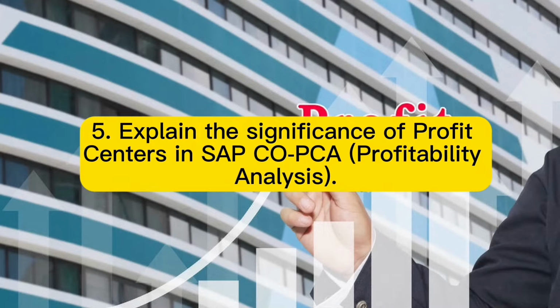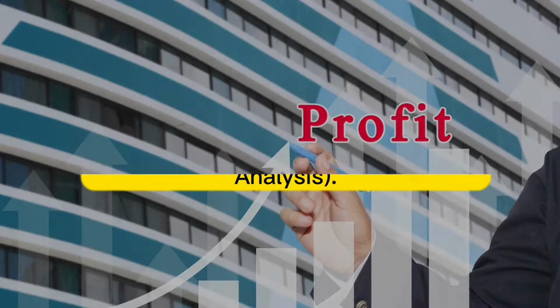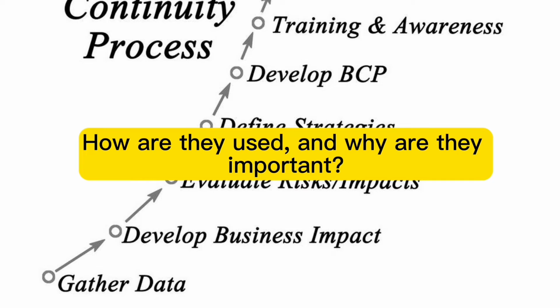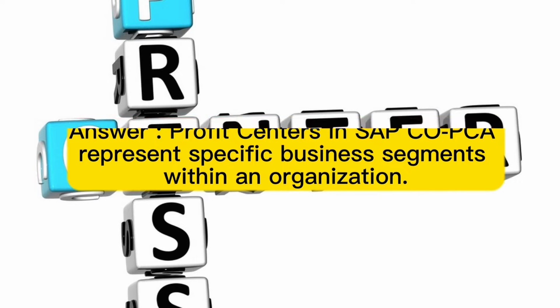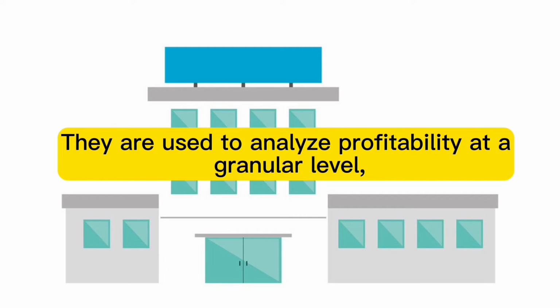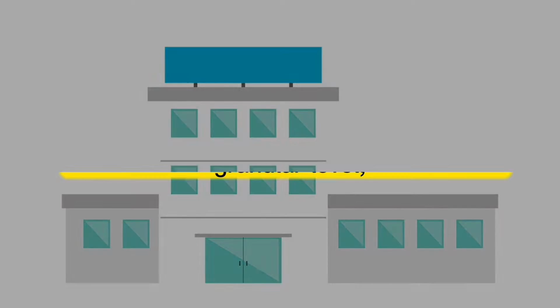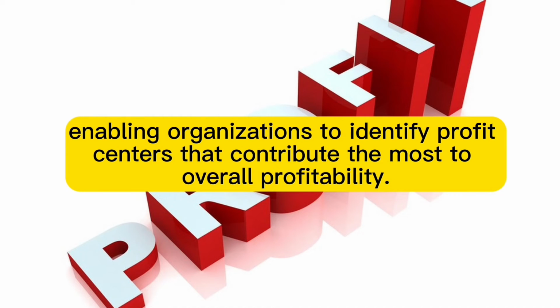5. Explain the significance of profit centers in SAP CO-PCA, profitability analysis. How are they used, and why are they important? Answer: Profit centers in SAP CO-PCA represent specific business segments within an organization. They are used to analyze profitability at a granular level, enabling organizations to identify profit centers that contribute the most to overall profitability.